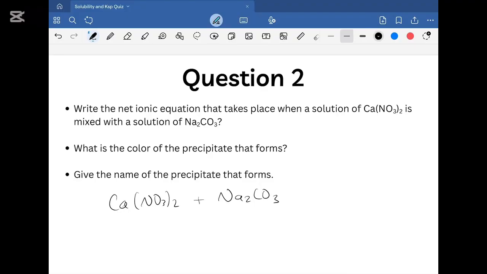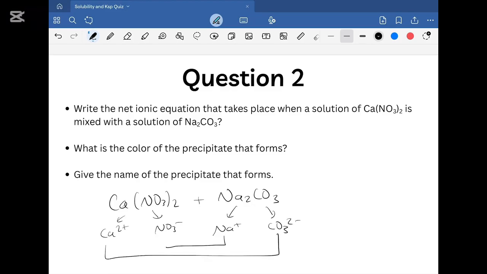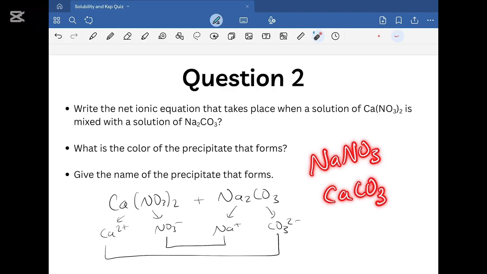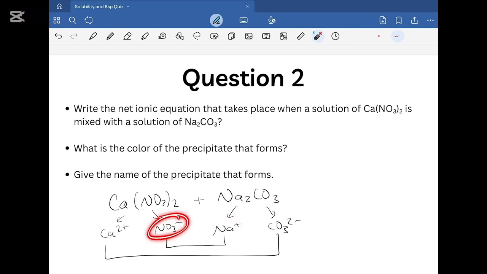Now when these mix, the ions are going to be Ca2+, NO3-, and then we're going to have Na+ and CO3 2-. Now these are going to mix together, and we're going to have NaNO3 and CaCO3. However, everything with alkali metal ions or with nitrate ions is soluble, so these are not going to form the precipitate. They're not going to be part of the net ionic equation. However, Ca2+ and CO3 2- are going to form a precipitate, as the carbonate ion is only soluble with group 1 ions and with the ammonium ion, which is NH4+.